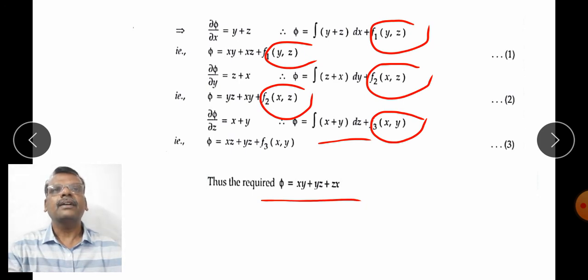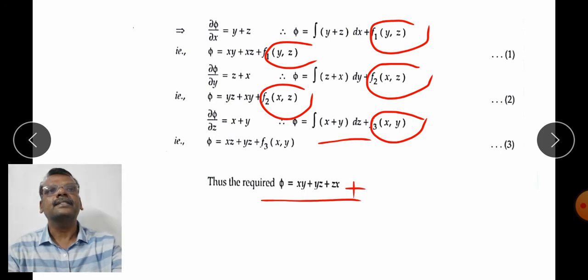repeated terms are also there. xy is repeated, yz is repeated, zx is repeated. Therefore, we have to take only one term plus the integral constant c. We have to take c as the integral constant.